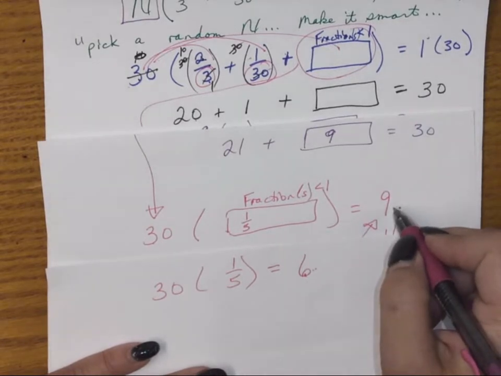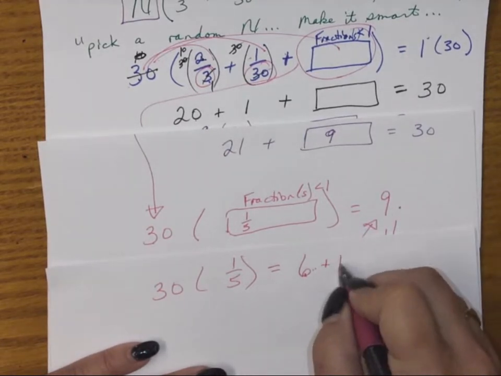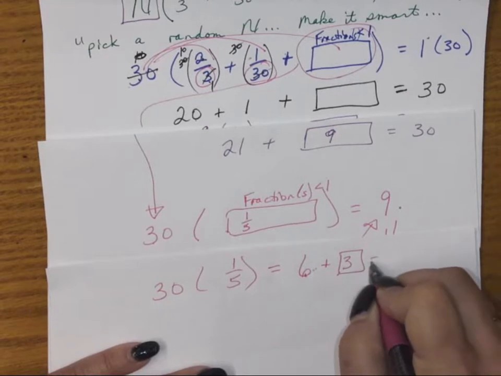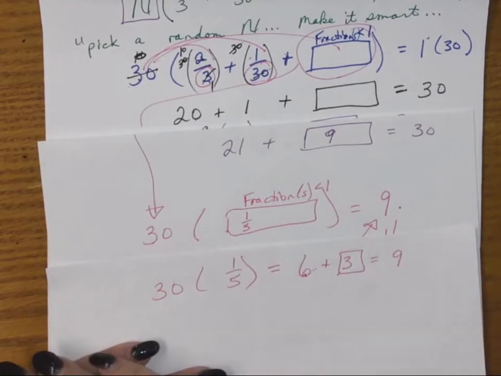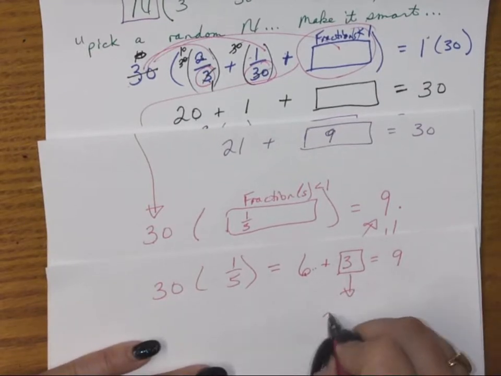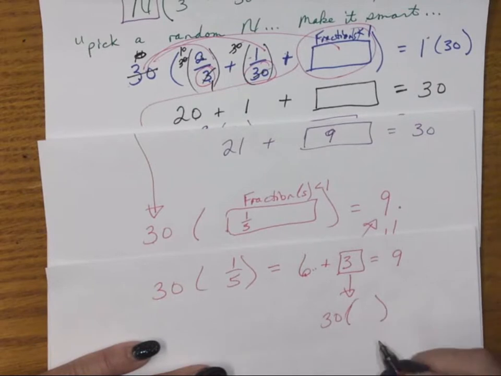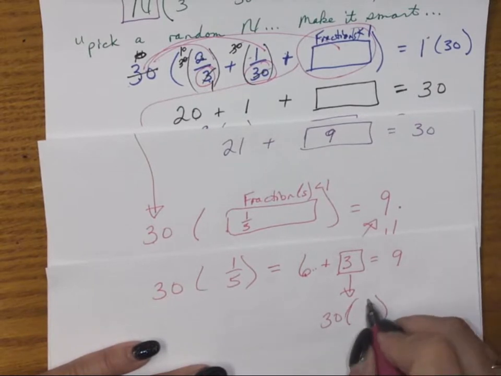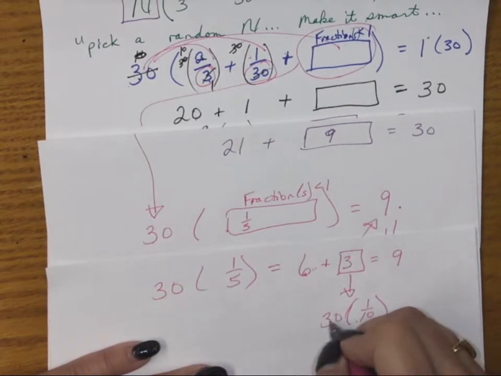What do I need? I need a 6 plus a 3, right? To get me to the 9. In my brain, I'm hearing you say 3. Okay, I need a 6 plus a 3 to get me to the 9. So the question is, how can I get that? 30 times what fraction? 1/10, right? So if I did 30 times 1/10.